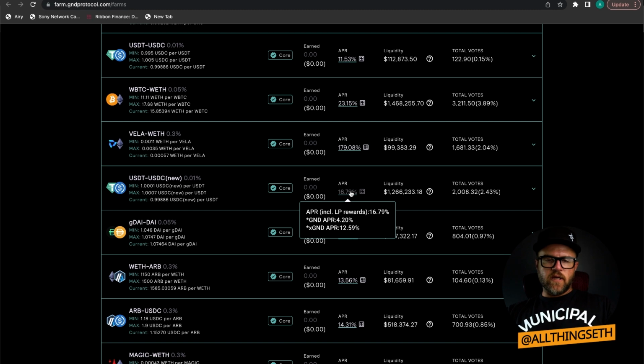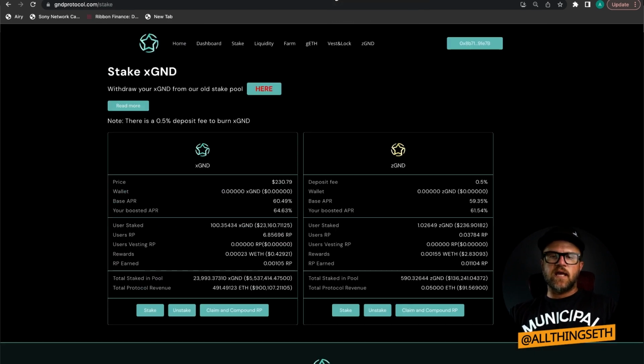The xGND token is liquid. It's currently trading for about $230 per token. And then the xGND token is locked. In order to get the value of that token, you do have to either stake it or vest it. Now my personal preference is staking. In the staking tab here, you get a current 60% base APR paid out in Ethereum. So that's pretty amazing, guys.